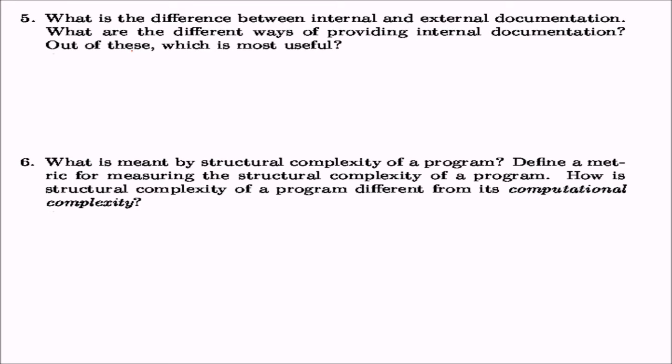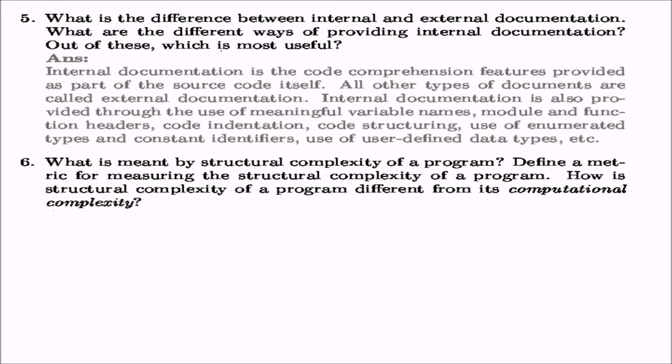Next is, what is the difference between internal and external documentation? What are the different ways of providing internal documentation? Out of these, which is most useful? Internal documentation is inside your code. It is the code comprehension features provided as part of the source code itself, like comments, etc.